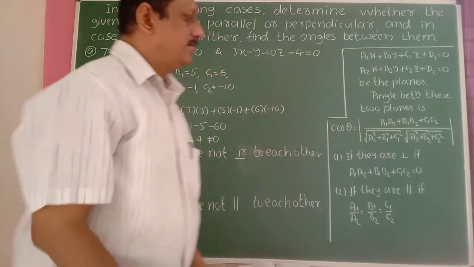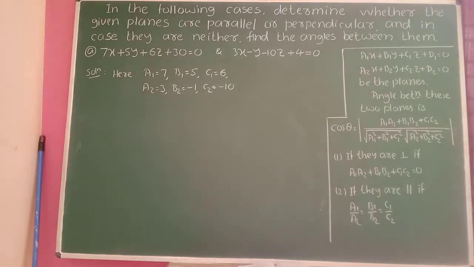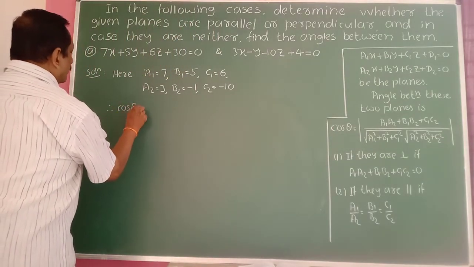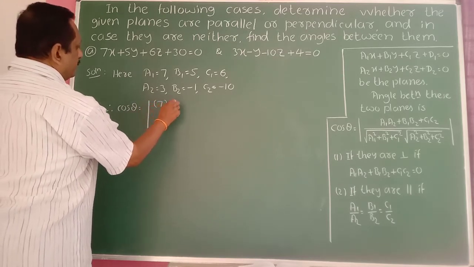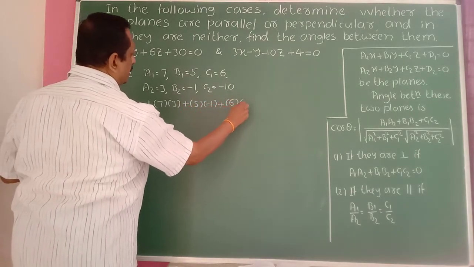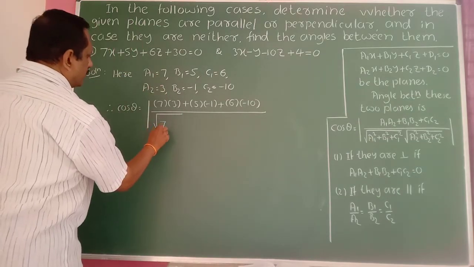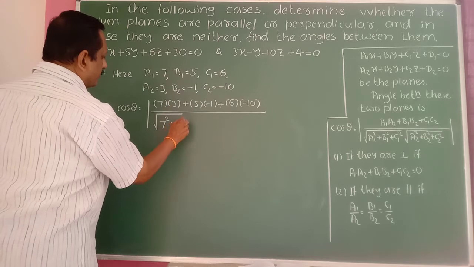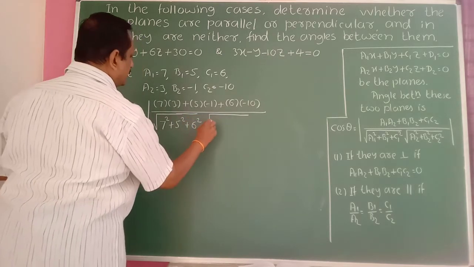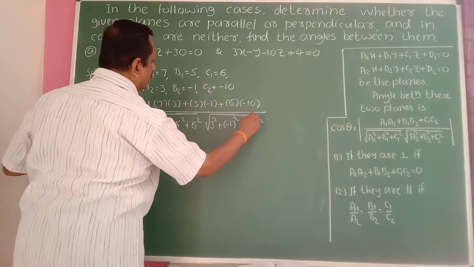Then use this formula. Okay, therefore, cos theta is equal to modulus of 7 into 3 plus 5 into minus 1 plus 6 into minus 10, whole divided by root of 7 square plus 5 square plus 6 square, then the root of 3 square plus minus 1 square plus minus 10 square.